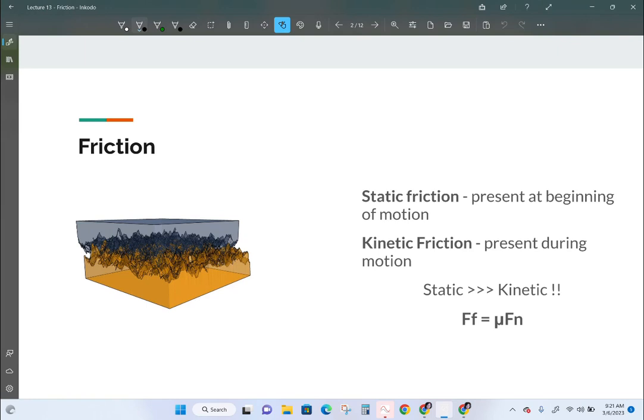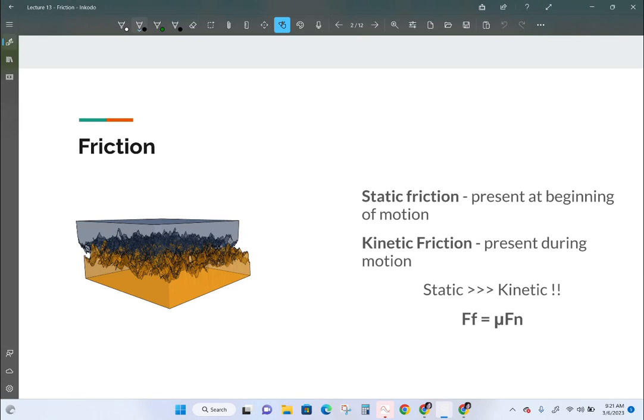And once you get it started moving, then it's a little bit easier. And that's because there's two types of friction. Friction is either static friction, which is the friction at the beginning of motion, or kinetic friction, what's present once motion starts. And it turns out that static friction is always, always greater than kinetic friction.